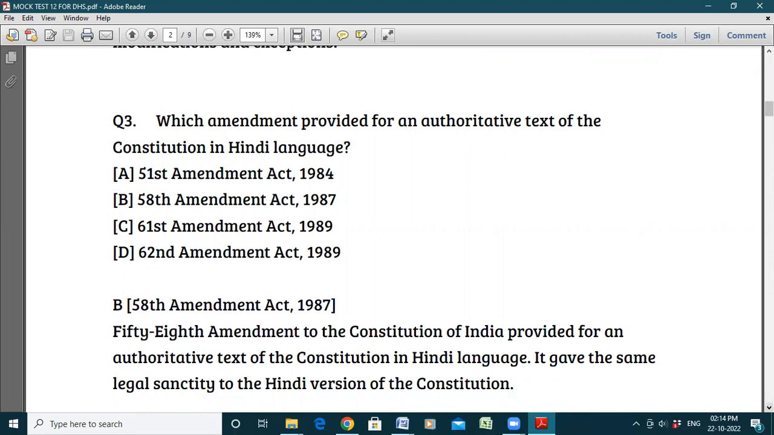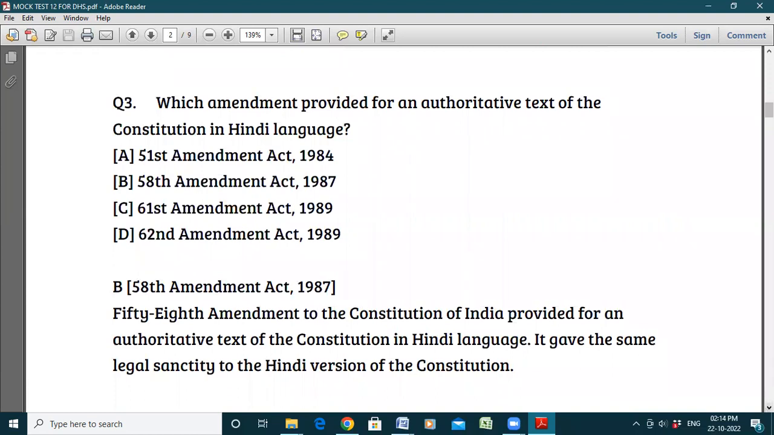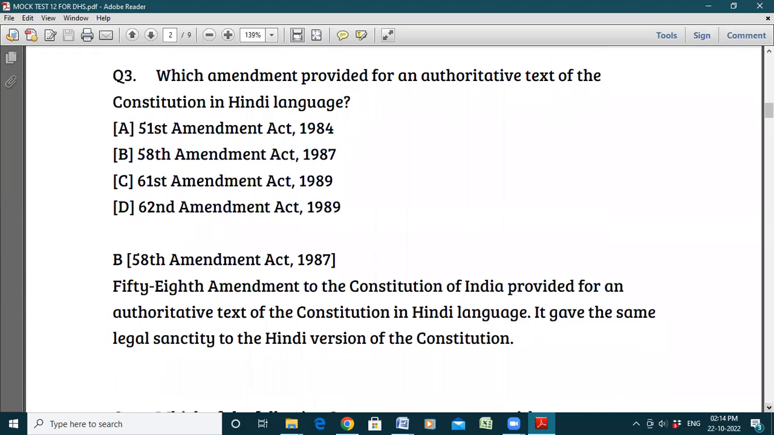58th amendment to the Constitution of India provided for an authoritative text of the Constitution in Hindi language. It gave the same legal sanctity to the Hindi version of the Constitution. Our Indian constitution's Hindi version was given the same legal sanctity by the 58th amendment, 1987 act. So B is the correct option.